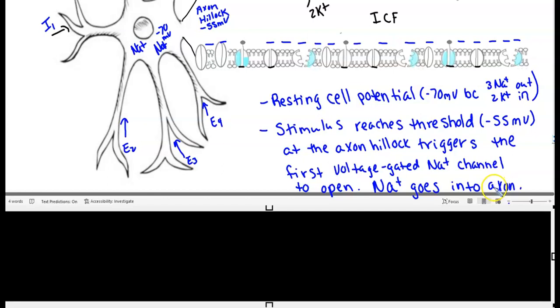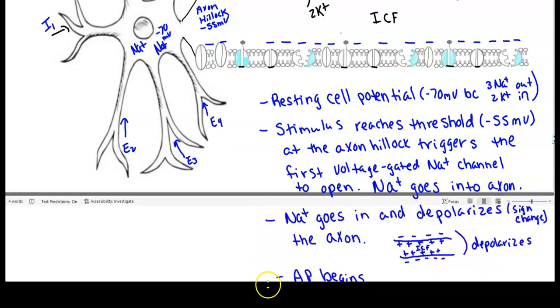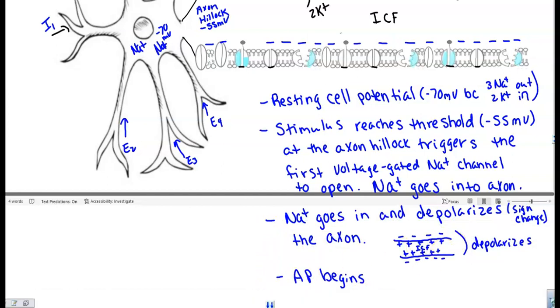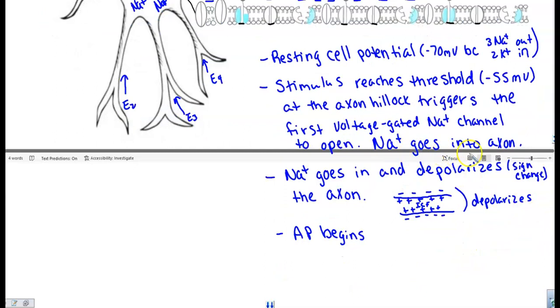Anytime sodium comes in inside of the axon, you get depolarization. So sodium's going to go into the axon. Let me just move that out of the way so you can see and write. As sodium goes in, we depolarize. And what that means is we're going to see the sign change. Originally, we were negative inside, positive on the outside, and that was polarized. So depolarized, we are now going to become positive on the inside. If we get positive on the inside, that's depolarization. The reason this is happening is because sodium is coming in.